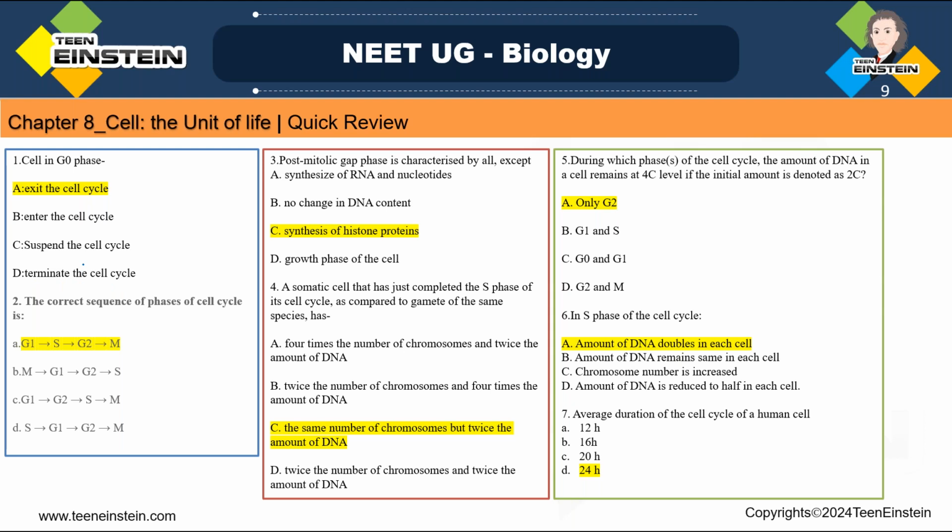You know the G0 phase is the stage in which the cell exists. If a cell is existing in the G0 phase, that cell will exit the cell cycle, right? In the G0 stage, it is exiting from the cell cycle. In that stage, nothing is happening there. So it is exiting from the cell cycle.